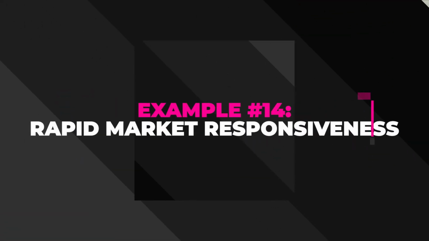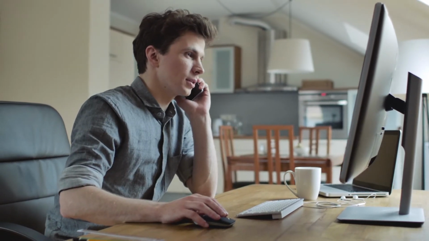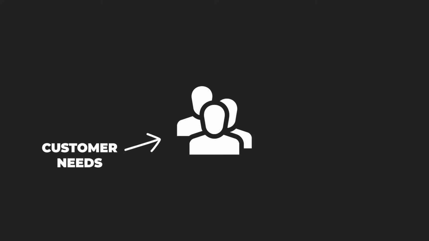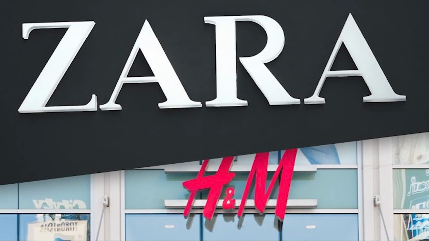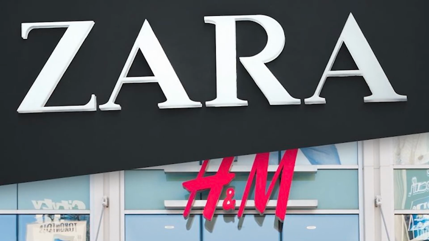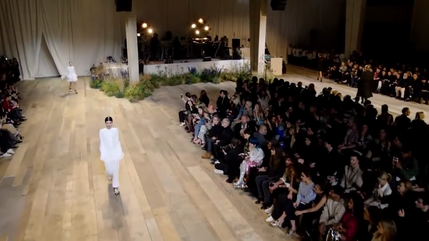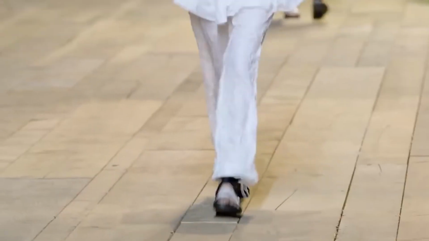Number 14, rapid market responsiveness. So by keeping your finger on the pulse of your industry, you can be quick to adapt to your customers' needs and provide them with what they want, sometimes before they even know they want it. Like them or not, fast fashion giants such as H&M and Zara have become synonymous with this model by taking styles from the runway and fast tracking them to everyday people.